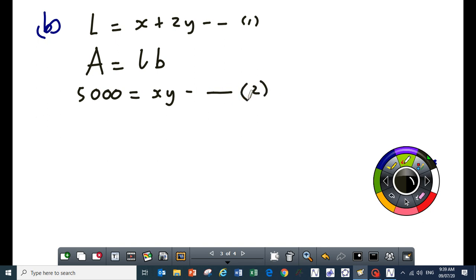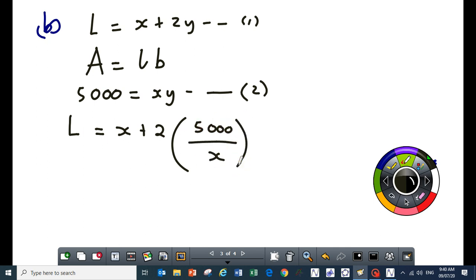Okay, so I have to eliminate Y to come up with the required equation. If I eliminate Y, I'll get L equal to, where there is X, I'll put X plus 2. If I make Y the subject here, it becomes 5,000 over X. I'm sure you can see that everything I'm doing is not grade 12. It's basic knowledge of mathematics and equations from lower grades. The calculus hasn't started yet.